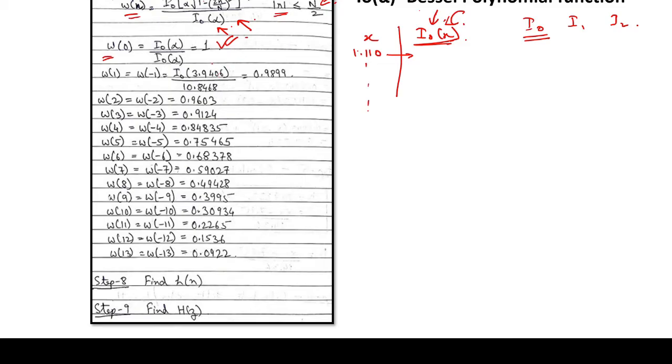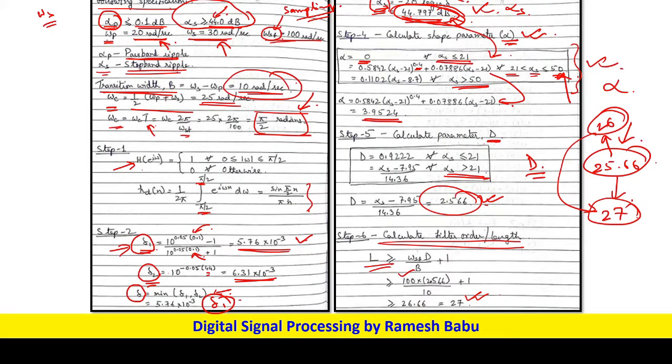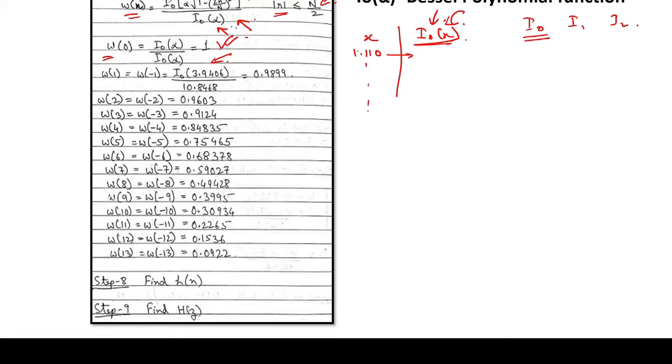So in the first case, we are getting I0 of 3.9406, and similarly in the denominator we would have got I0 of the alpha value. What is alpha? Alpha is this one, 3.9524. So if you solve this one, you get 10.8468. So after solving this, we got the value of 0.9899.